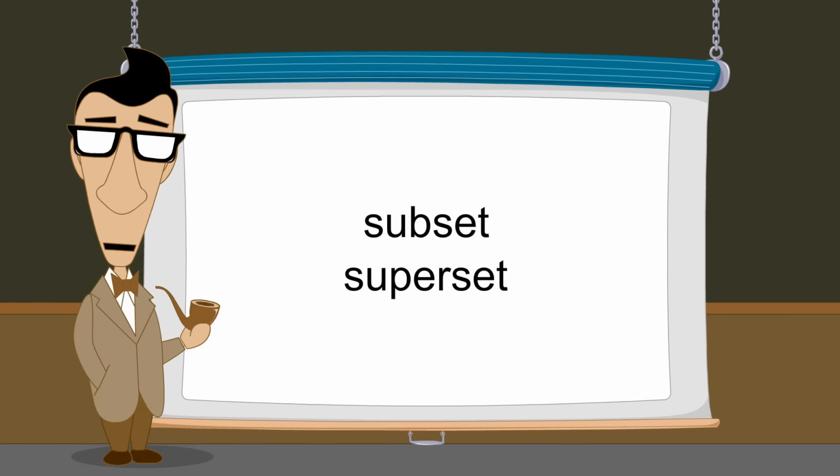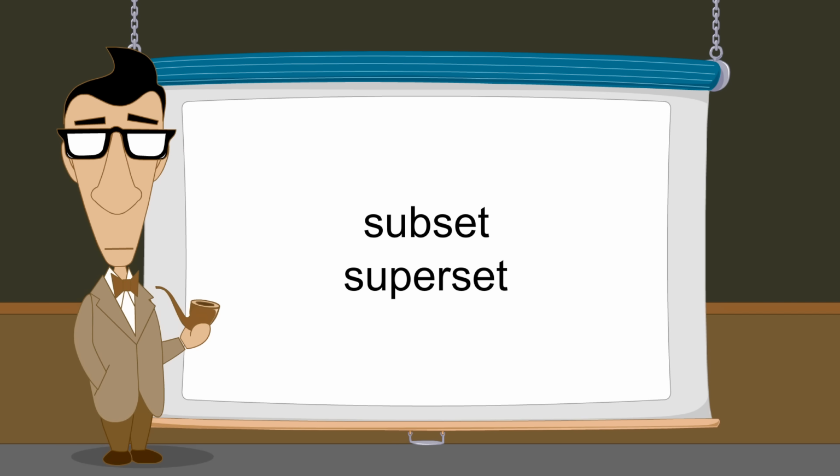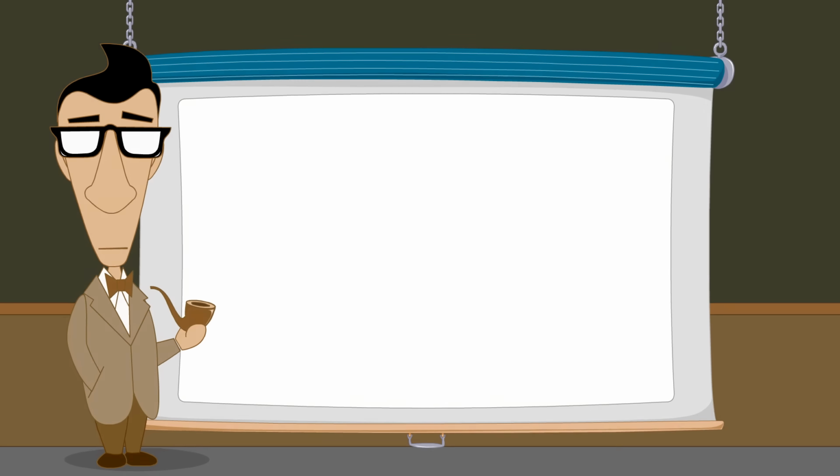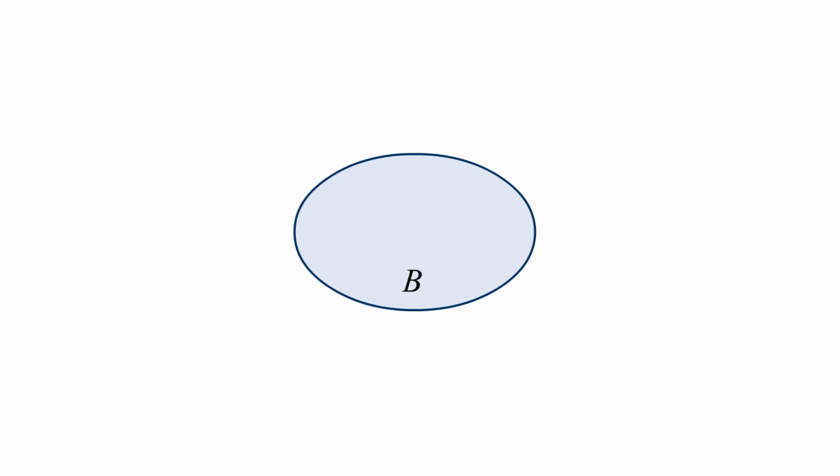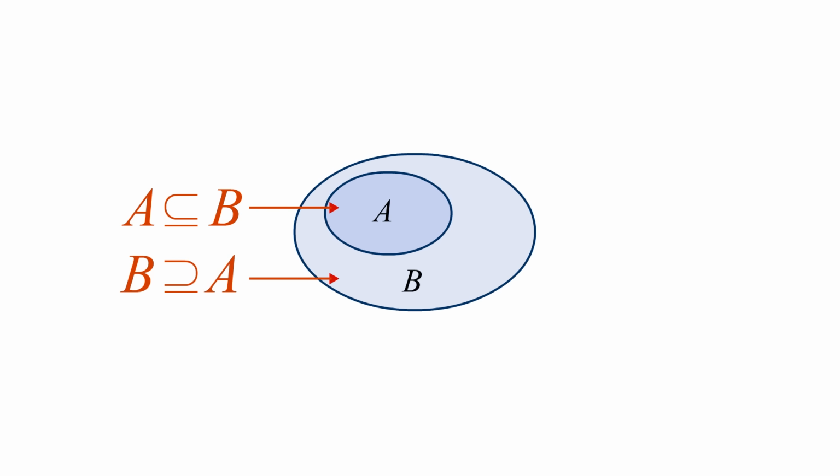Subsets and supersets can also be represented using Venn diagrams. In a Venn diagram, a subset is typically shown as a smaller region within the larger superset. For instance, in this diagram, set A is a subset of B, and set B is a superset of A.